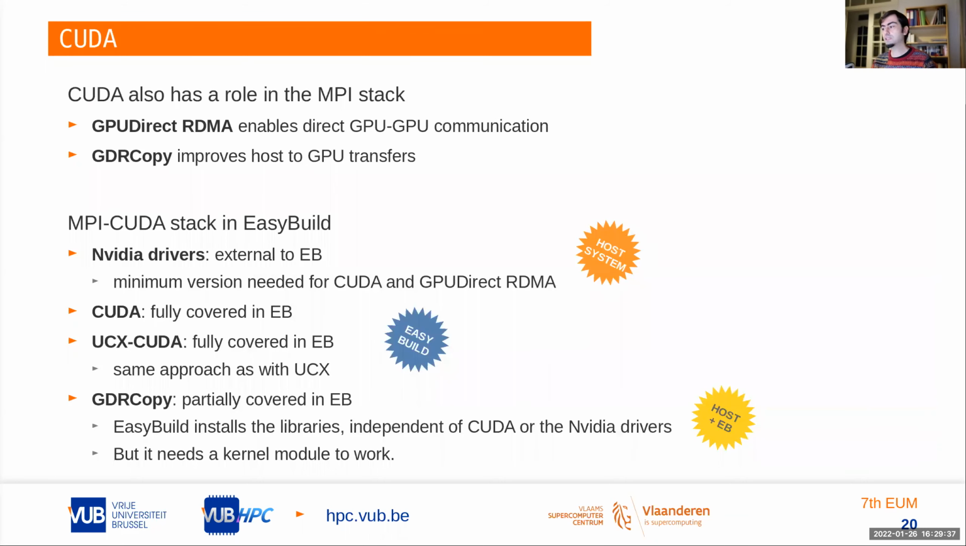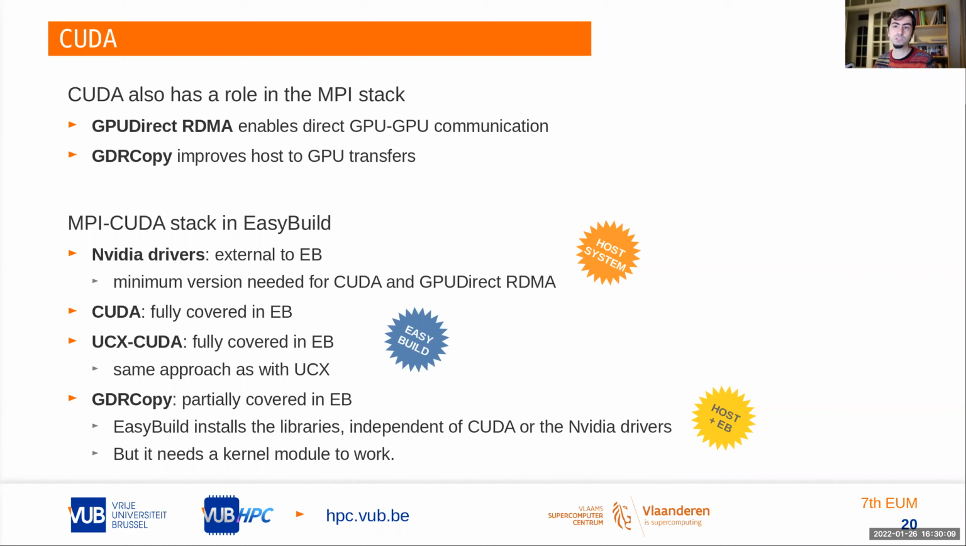And finally, there's CUDA. CUDA also plays a role in the MPI stack, thanks to GPUDirect RDMA, which enables GPU communication through the network, and also GDRCopy, which enhances the transfers of memory between the GPU and the host. So the MPI CUDA stack is also a little bit complicated. It has different parts that you have to check yourself.